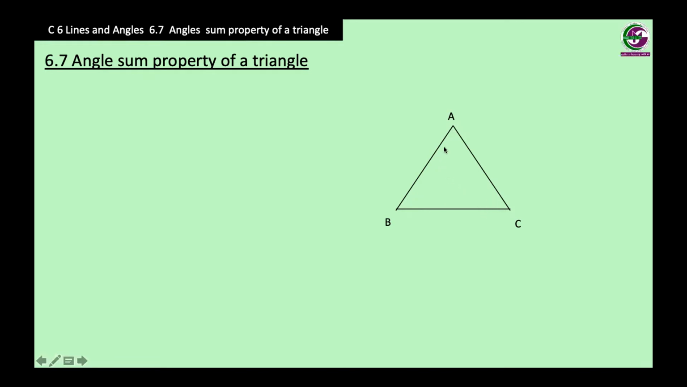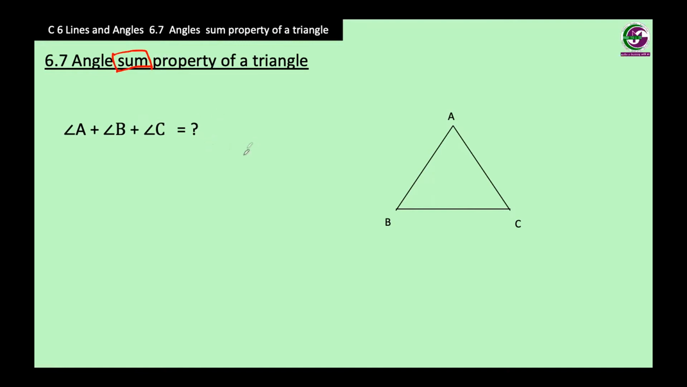Have you ever measured three angles of a triangle and tried to find the total? That's what our lesson is about. The sum. Sum means, as you know, to find the total. Total of all the three angles of a triangle. So here the question is, what is the measurement of angle A plus angle B plus angle C altogether?